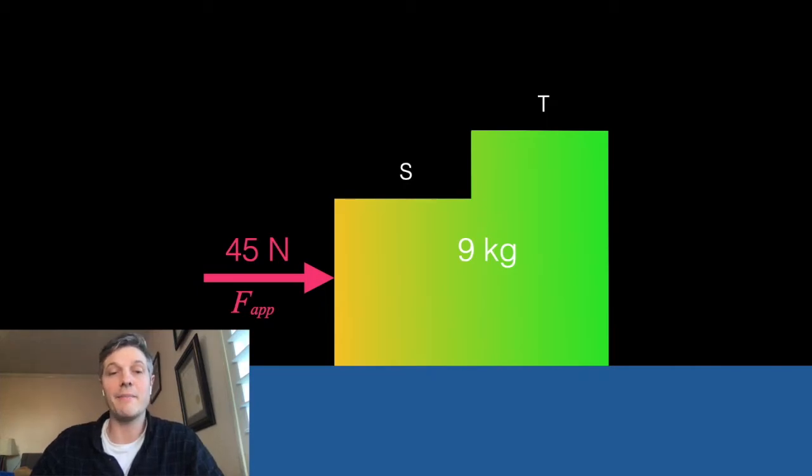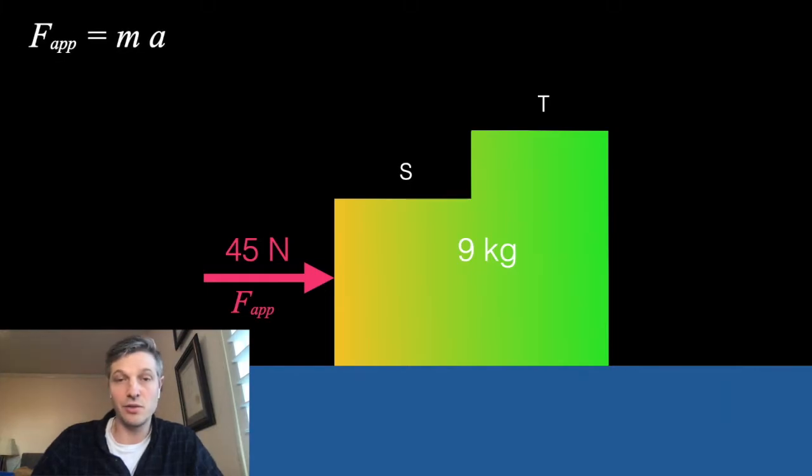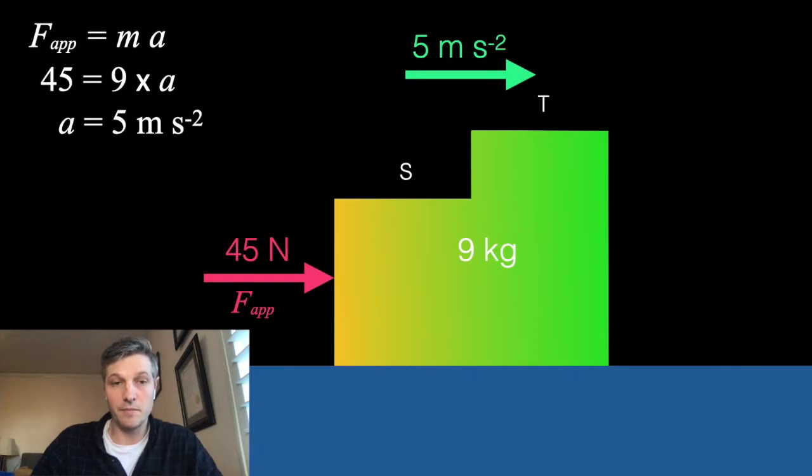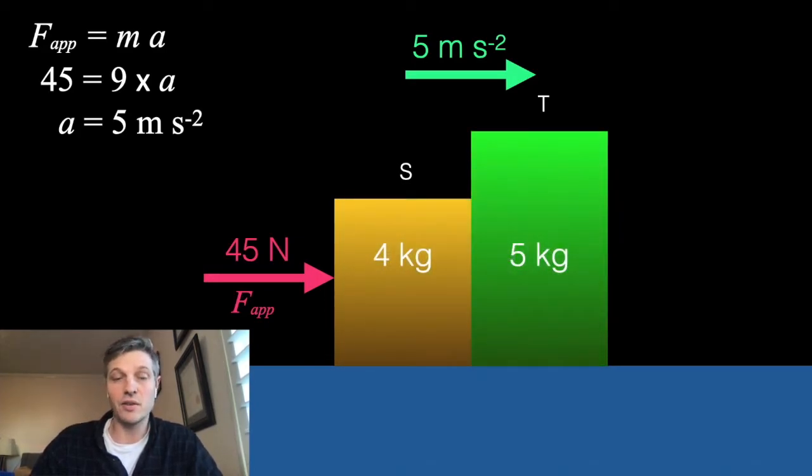To do that, we just add their masses together, so we end up with a 9 kilogram mass. Now we can apply this to Newton's second law, and we're going to have an applied force of 45 divided by 9 to give us that acceleration of 5 meters per second per second. So now we can say that that system is accelerating at 5 meters per second squared. And what that means is each block is accelerating at 5 meters per second per second.